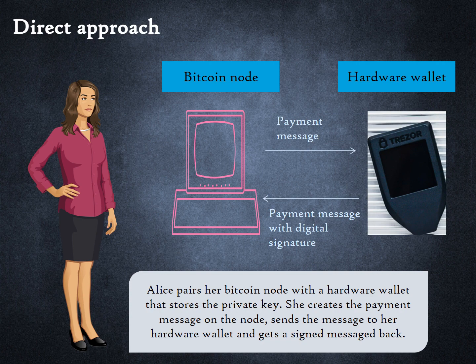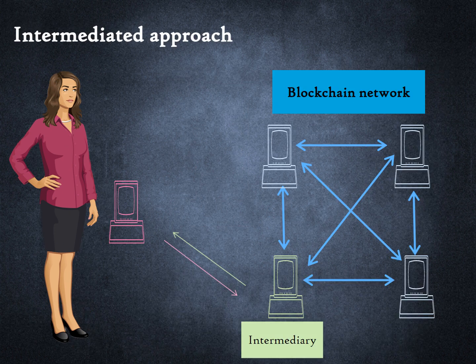Alice can go further and pair her Bitcoin node with a hardware wallet. This way she does not need to store her private keys on the node. In the previous lesson, we saw how a user can pair a software wallet with a hardware wallet. The same concept applies here, except that the Bitcoin node is paired with the hardware wallet. Alice initiates the payment from the node, sends the payment message to the hardware wallet and gets it back with a digital signature.